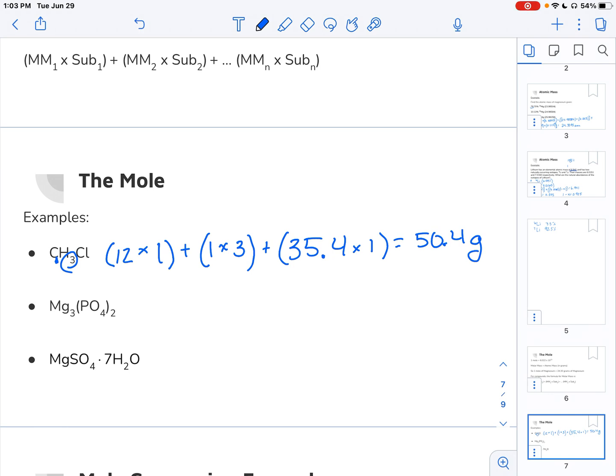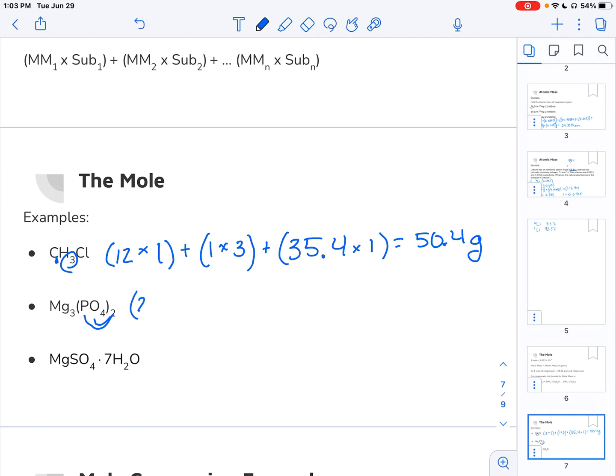Next one we're going to do, you'll see it has parentheses because there's a polyatomic ion in this one. So the parentheses are going to get distributed. The 2 gets distributed in the parentheses. Now, because magnesium is outside the parentheses, it's not affected by the 2. The 2 is distributed to the P and the O. So all you do is multiply the subscript. So for P, we would multiply the subscript of 1 times 2. And then for O, we'll do 4 times 2.